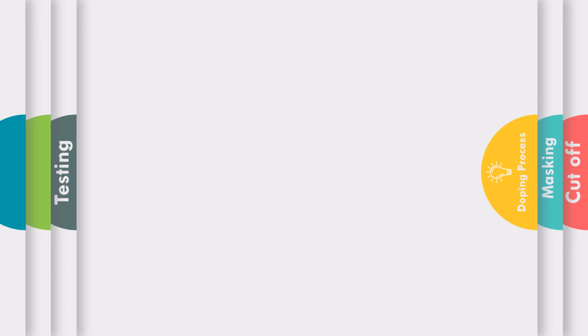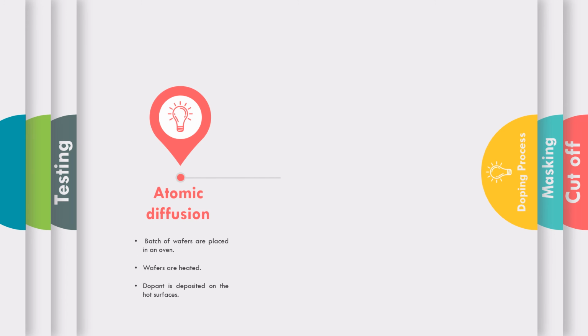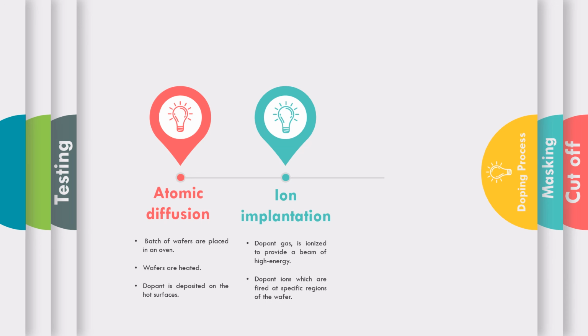After the masking process, a doping process is used. There are two different doping methods. The first one is atomic diffusion. In this method, a batch of wafers are placed in an oven. The wafers are heated and the dopant chemical is carried in on an inert gas. As the dopant and gas pass over the wafers, the dopant is deposited on the hot surface left exposed by the masking process. The second process is ion implantation.